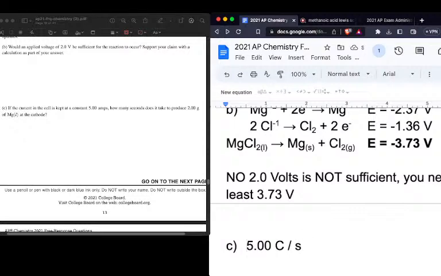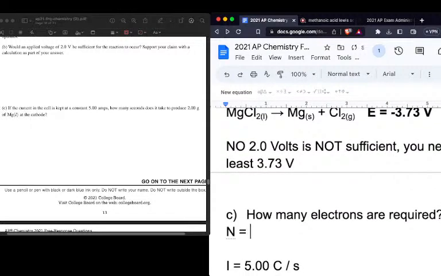I'm going to start with that, and I'm going to multiply it by the amount of... Oh, no, I have to figure out what the number of seconds is. Oh, boy. Okay, I got my current. Okay, let's figure out how many electrons I even need. I want 2 grams of magnesium. The number of moles is mass over molar mass. That's 2.00 grams divided by 24.302 grams per mole.